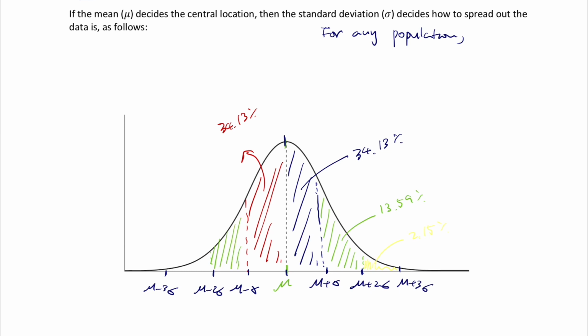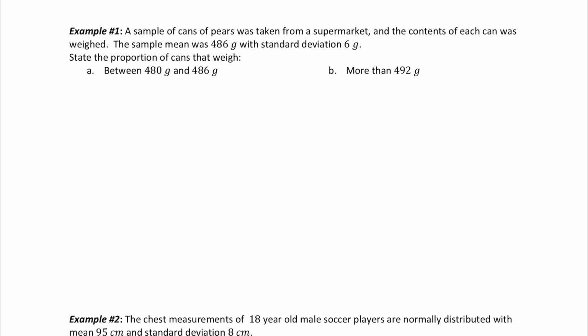Similarly, if we subtract 2 standard deviations from the mean, the area between 2 standard deviations and 1 standard deviation is 13.59%. The area between 3 standard deviations and 2 standard deviations is about 2.15%, and then the remaining part, the last part, is 0.13% on each side. So you must remember this spread of the data. Then let's do example number 1.